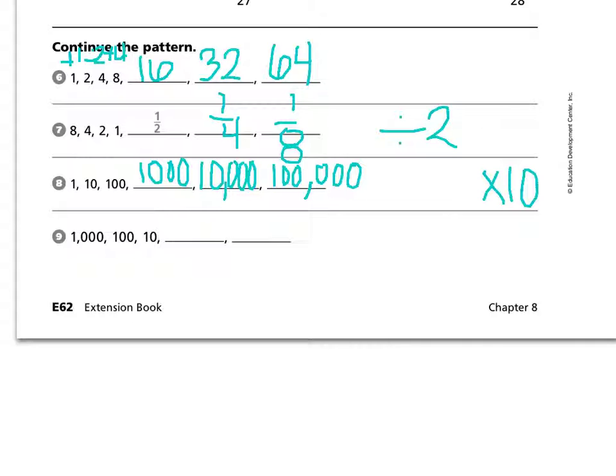It looks like I'm going down, so I'm either dividing or subtracting. Since this one was multiplying by 10 and it got bigger, this one looks like it's going to be dividing by 10. It's using the same numbers. 1,000 divided by 10 is 100. 100 divided by 10 is 10. 10 divided by 10 is 1. And 1 divided by 10 is 1/10.